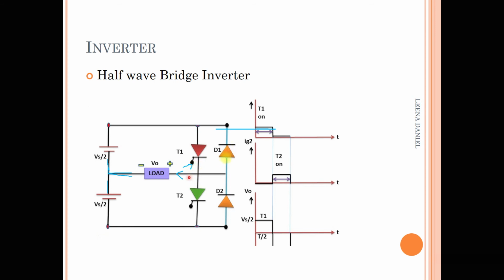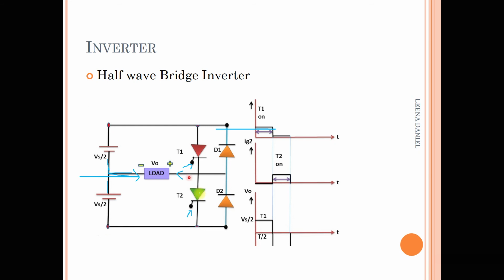And afterward, after some time, when we require the negative half, we commutate this T1. Here we use forced commutation to commutate this T1, and we give the firing pulse to the T2. When we give the firing pulse to the T2, conduction would be in the reverse direction from this point to this point, and T2 would conduct and we get the negative half. So for creating the positive half, we trigger the T1, and for creating the negative half, we trigger the T2.